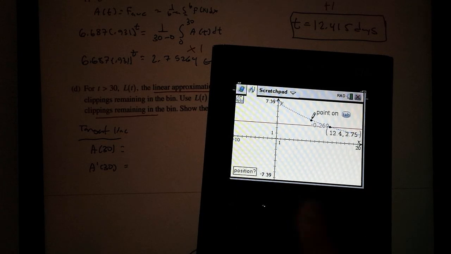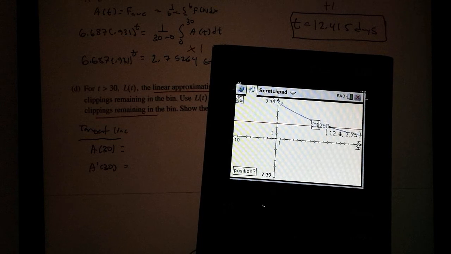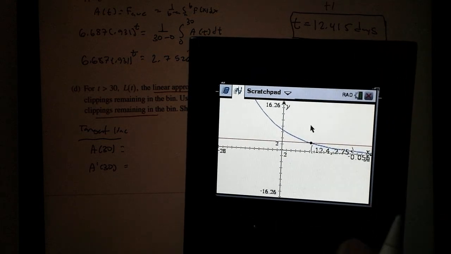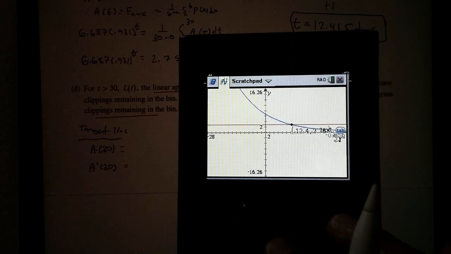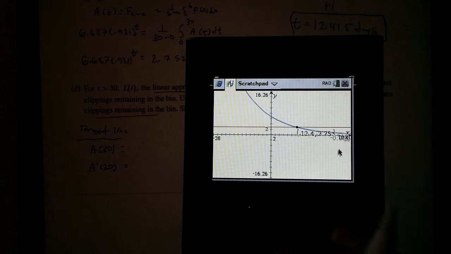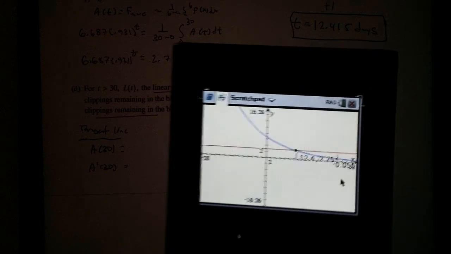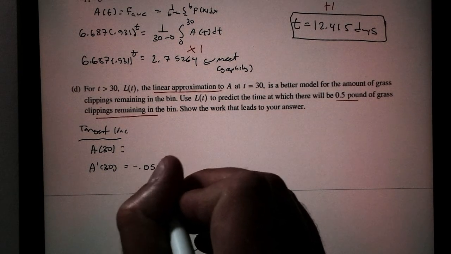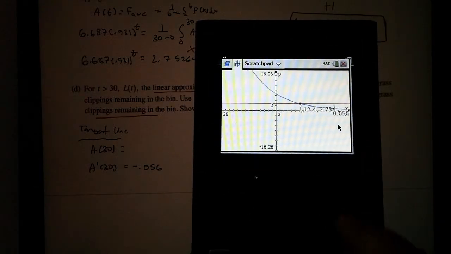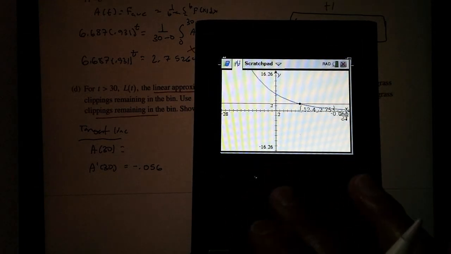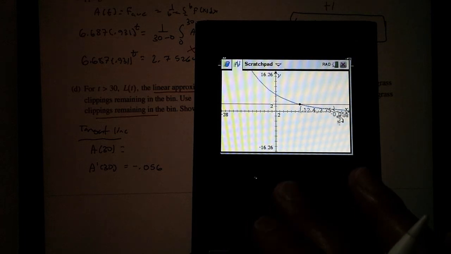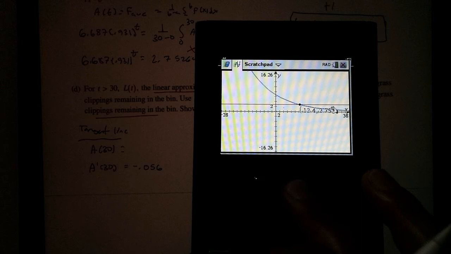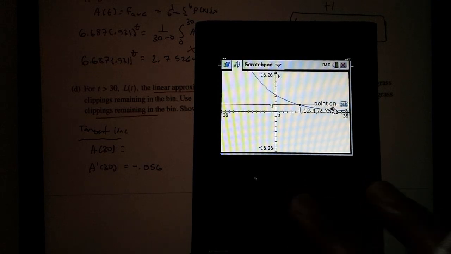Graph 1. I'm going to type in 30. If I press enter, it's going to give me a slope way down here. It's kind of hard to see, but it's negative 0.056. So the slope is negative 0.056. I can also get the value at 30. This is a lot of stuff right here. So let me go ahead and clear this derivative out, and this point out. I don't need that point anymore.